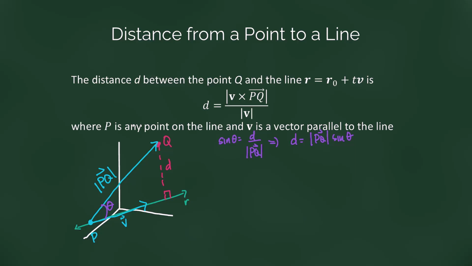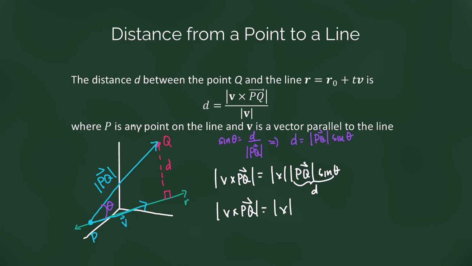That's not our formula yet, but let's think about what we know. We know that the magnitude of the cross product of our vector v and PQ is equal to the magnitude of v times the magnitude of PQ times the sine of theta. Well, this is d. So now we have that the magnitude of the cross product of v and PQ is the magnitude of v times this quantity d, and then we can solve that for d to get the formula above.